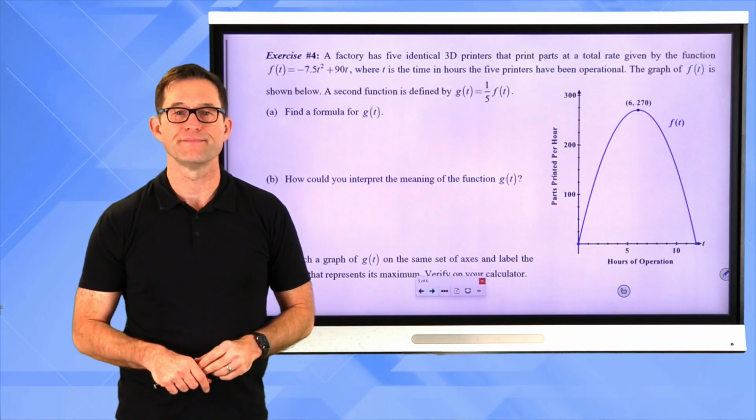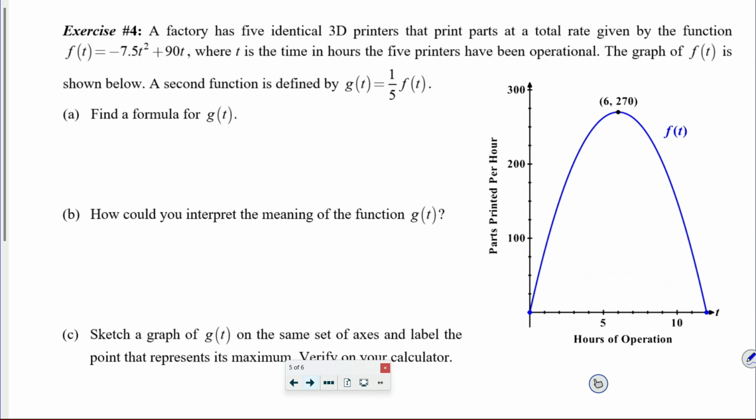Exercise number 4. A factory has 5 identical 3D printers that print parts at a total rate given by the function f of t equals -7.5t squared plus 90t, where t is the time in hours the 5 printers have been operational. The graph of f of t is shown below. A second function is defined by g of t equals 1/5 times f of t.